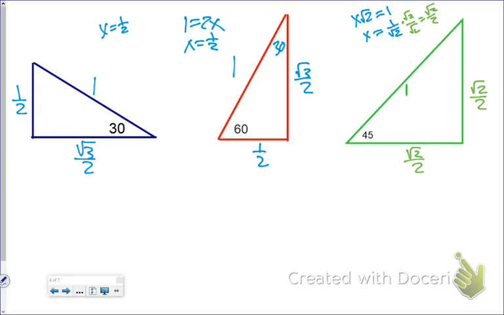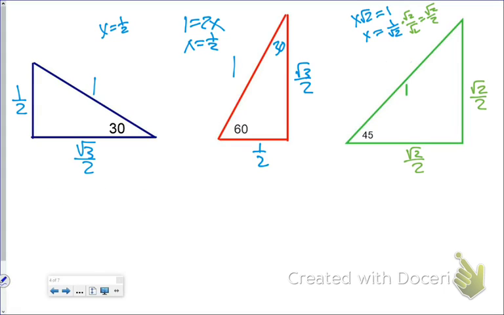So this triangle, again, it's the same ratio, it's just different values. I can still find these things the same way I just did. So for example, if I want to go back and find the sine of 30 degrees on this triangle, my opposite over hypotenuse is 1/2 divided by 1. If I divide by 1, it's still 1/2. So even though it's different values, I'm still getting the same answers.